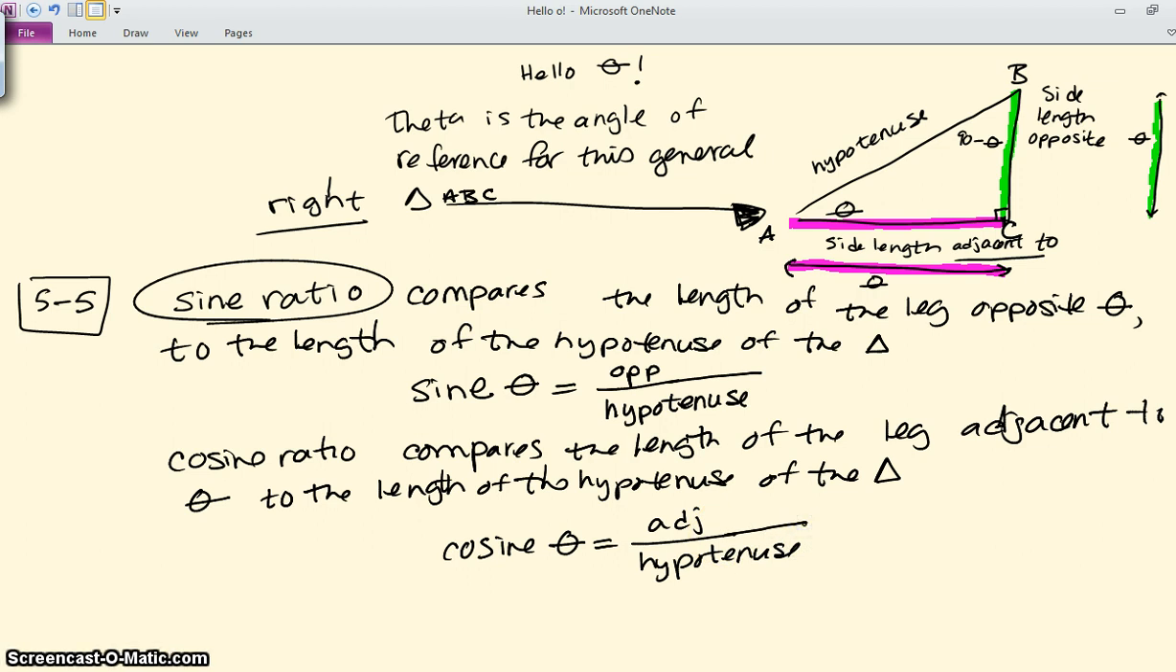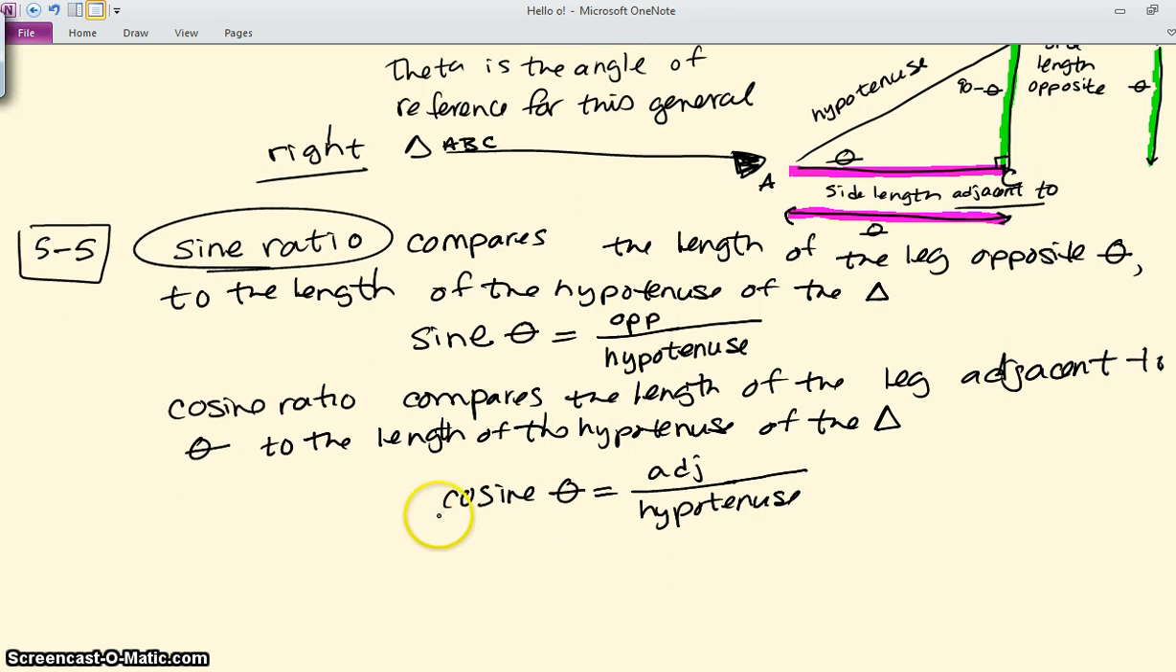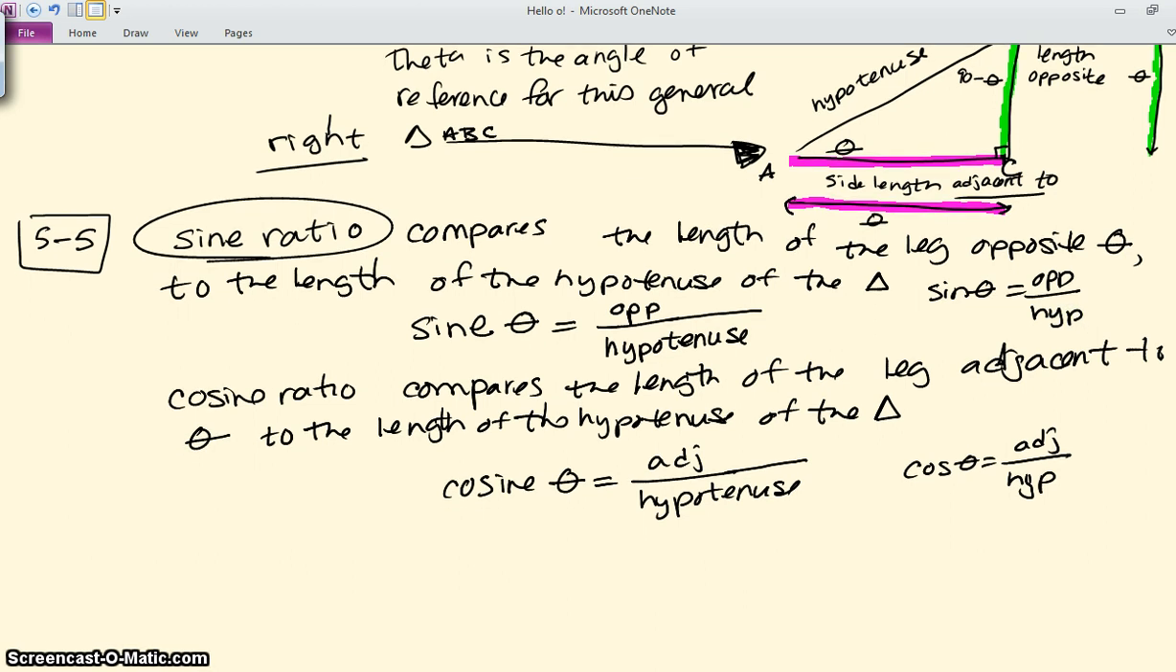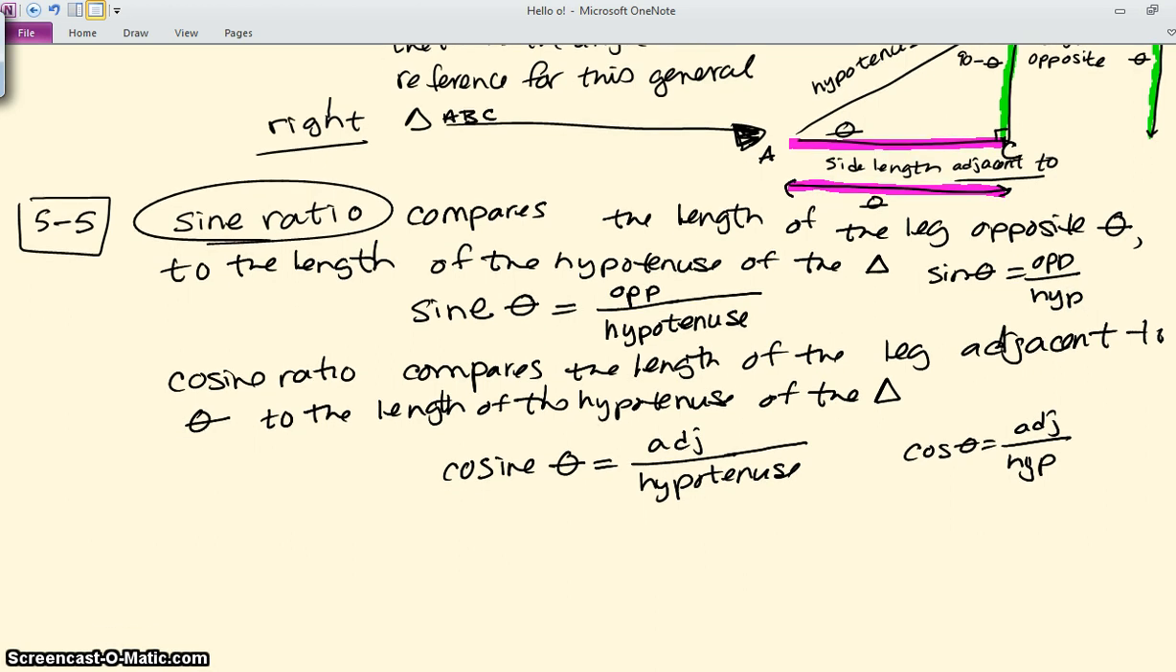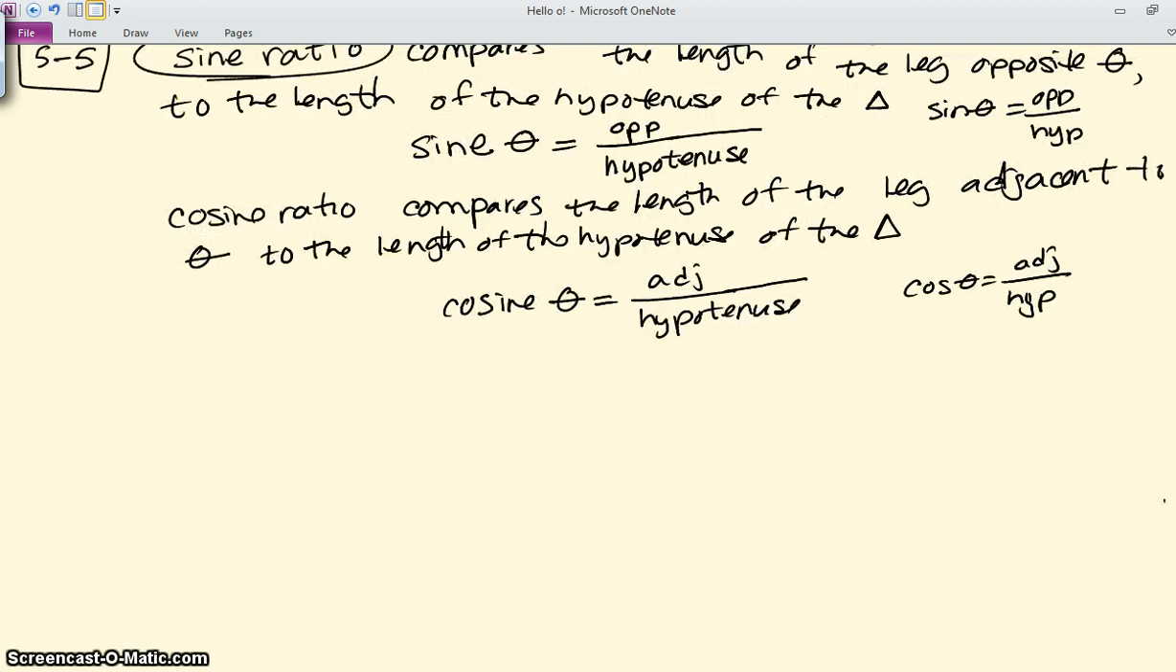And if I were practicing with these ratios for the first time, I would write cosine theta equals adjacent over hypotenuse every time I started a cosine problem, and I would write sine theta equals opposite over hypotenuse every time I started a sine problem. So together, I'd like you to write what I write. Let's look at the examples in 5-5.